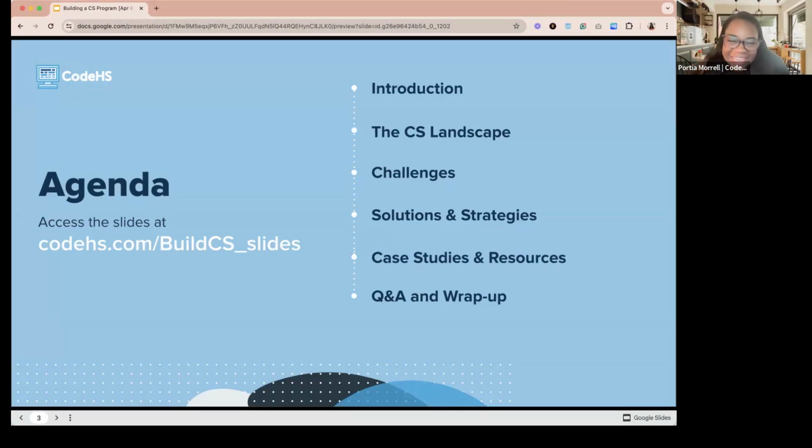All right, so today here's our agenda, but I'm definitely open to having conversations. I tried to think about things that are kind of top level, but then having discussions within that. So we will talk about the CS landscape, which is pretty much data and statistics. Talk about the different challenges in creating a CS program, and then solutions and strategies. I have some case studies to share and some resources. And then we have Q&A and wrap up, but of course you can ask questions along the way.